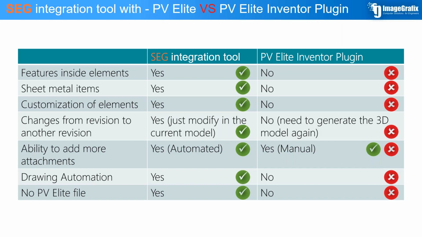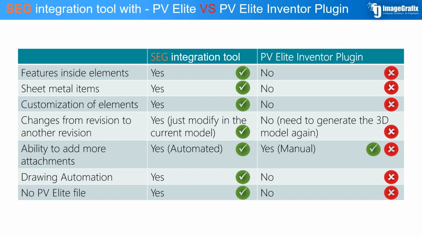The second point is the sheet metal items. In SEG software, all sheet plates will be created from sheet metal items. So you have the ability to get the sheet metal flat pattern, but in the BVLit Inventor plugin, it's not an option because it's a solid. It's just a block, as we discussed in the first part. The third point is customization of elements. In SEG, you have the ability to make a customization, and we will discuss this point in detail when we import or in our demo. But in the BVLit Inventor plugin, you don't have the ability to make a customization in your elements.